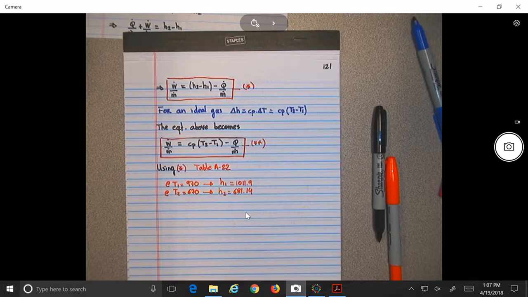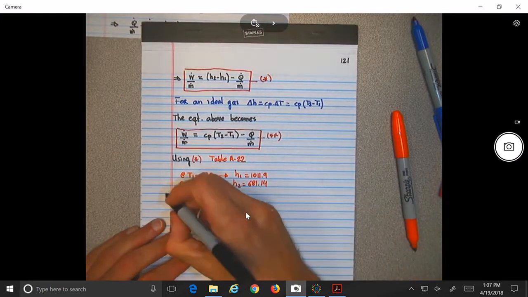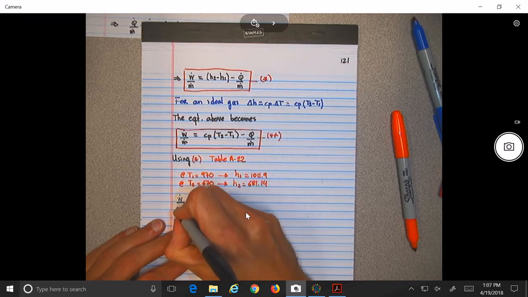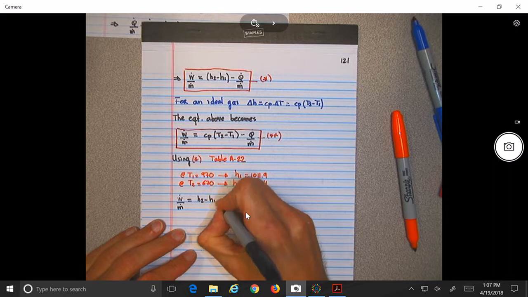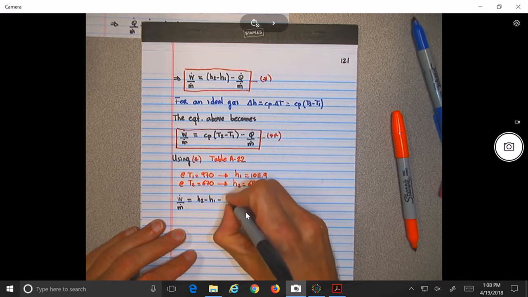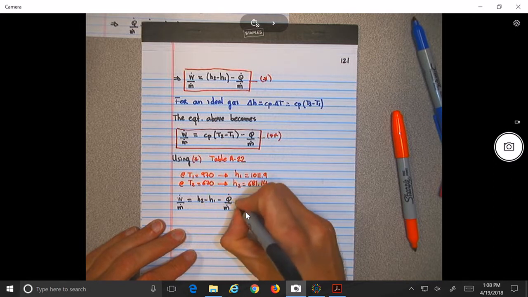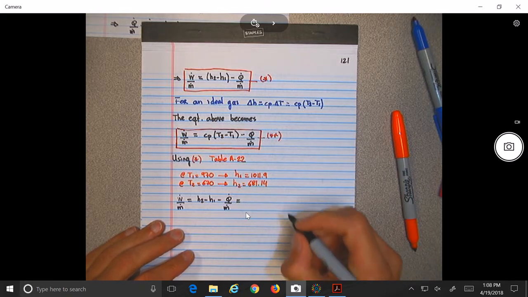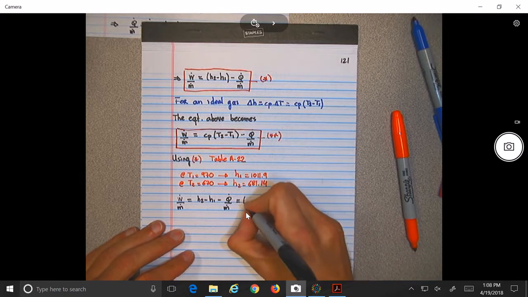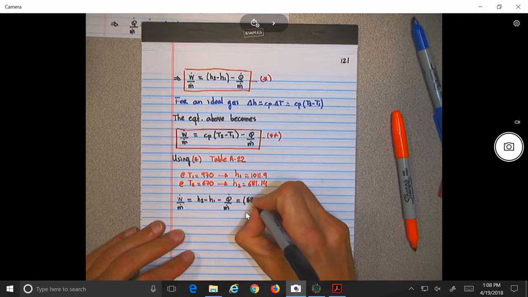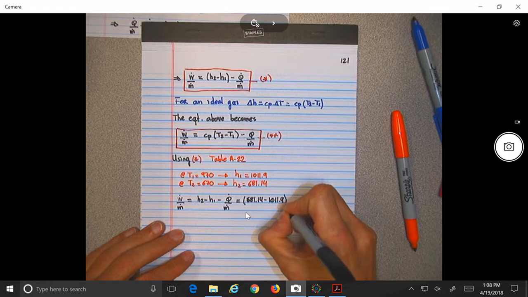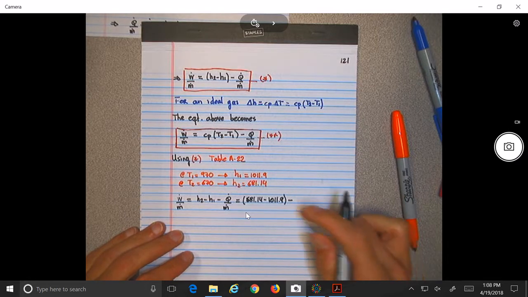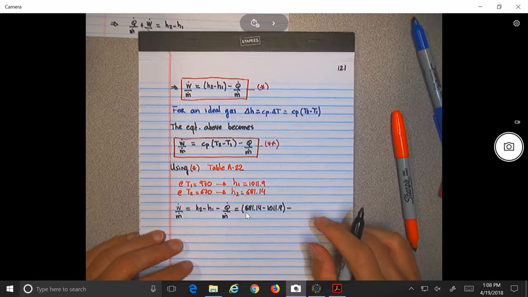All right. So now we can say what? So W over M is equal to H2 minus H1 minus Q dot over M dot. This will be equal to what? 681.14 minus 1000.9 minus, and what is Q?